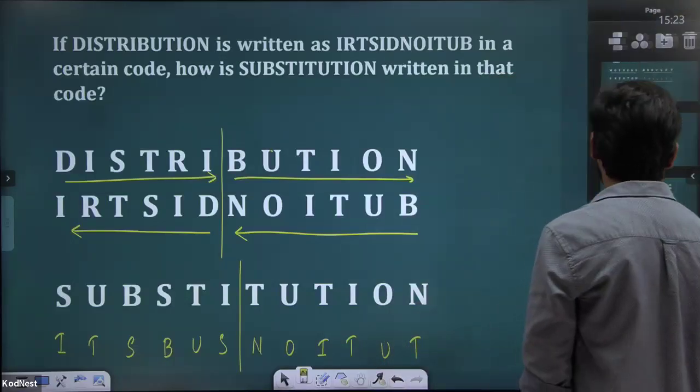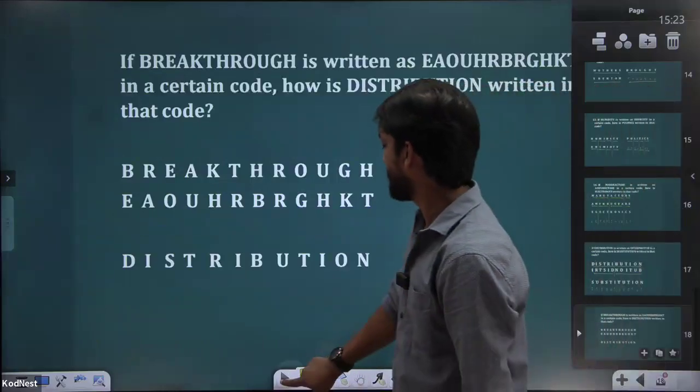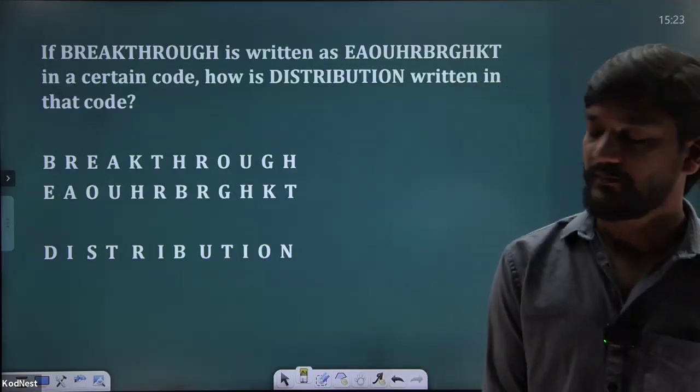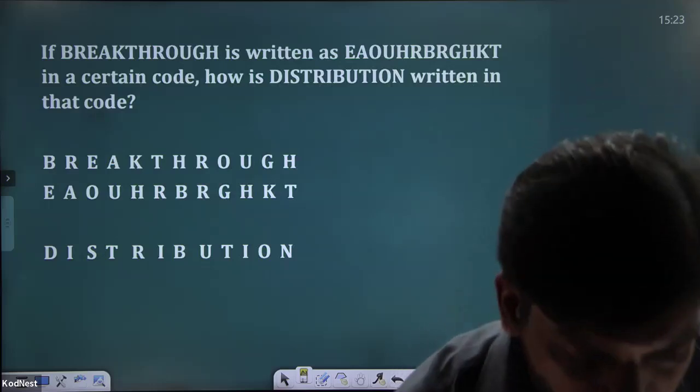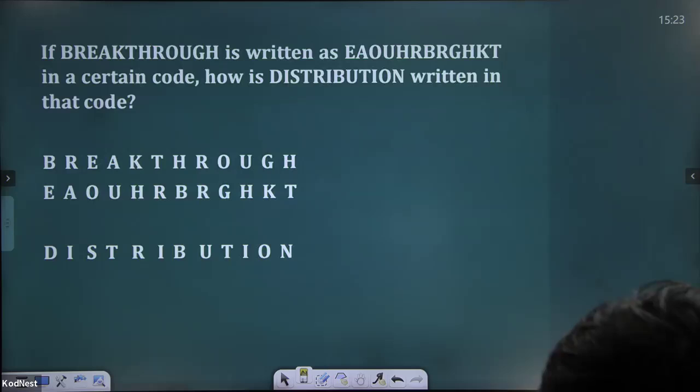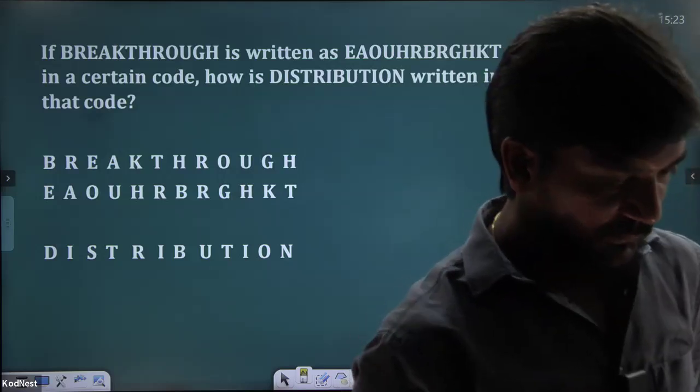All right. One last question. Very interesting. Please try this. Try to solve this part. Just give me a minute, please.